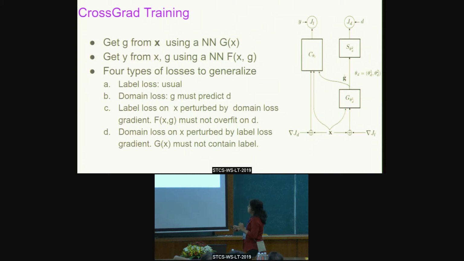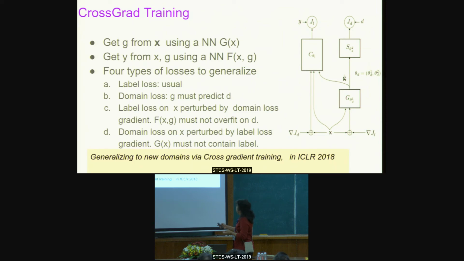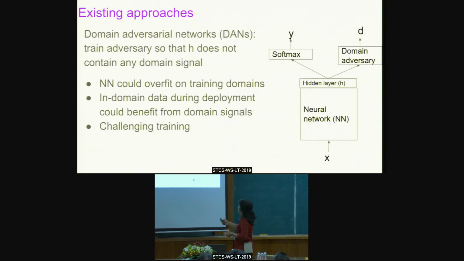So this third term makes sure that this label classifier does not overfit on the domain. It can handle new domains. And the last term here makes sure that this domain classifier does not encode label information. So this is what we did, and this actually worked. I mean, we did not get mind-blowing improvements, but yes.